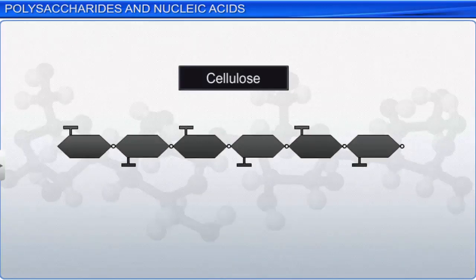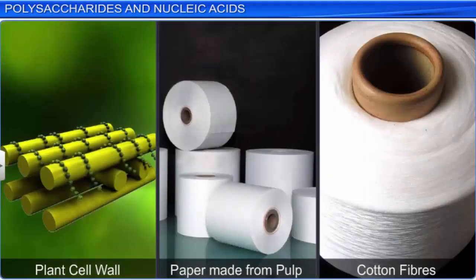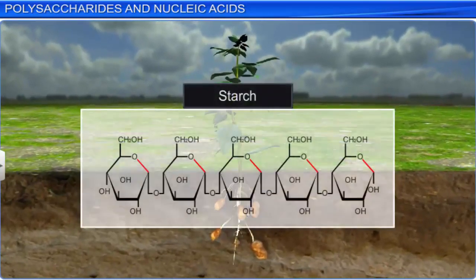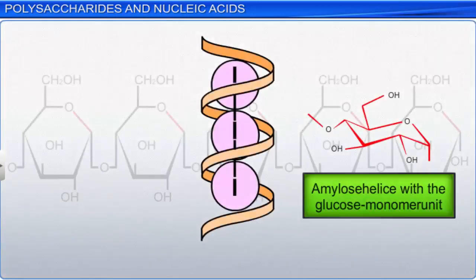Cellulose is a homopolymer consisting of only glucose as a monosaccharide unit. Some examples of cellulose are a plant's cell wall, paper made from plant pulp, and cotton fibers. Starch, on the other hand, is a homopolymer of glucose which acts as the storehouse of energy in plant tissues. Starch forms helical secondary structures, and in that position it can hold iodine molecules. Conversely, cellulose cannot hold iodine molecules as it does not contain complex helices.